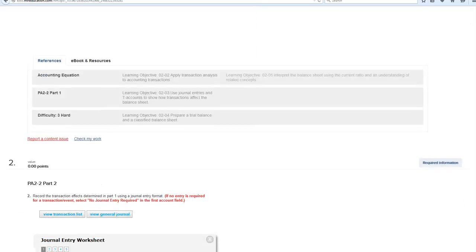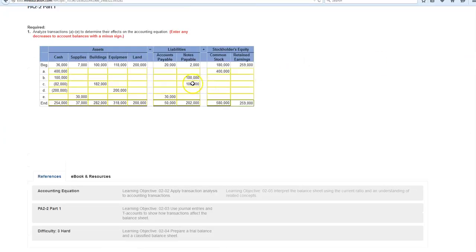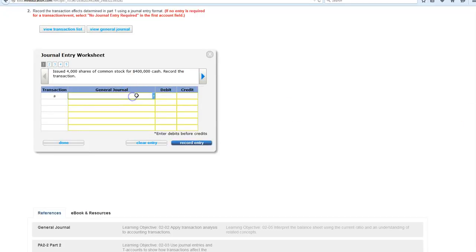Okay, for the first transaction, it says that we issued 4,000 shares of stock for $400,000. So we received cash. Cash is increasing. We record increases of assets on the left side because assets are on the left side of the equation. The left side is the debit side, so we'll put cash with $400,000. Common stock is an equity account on the right side of the accounting equation, so we're going to increase on the right side or the credit side. So we have at least one debit, at least one credit, they equal, we record.